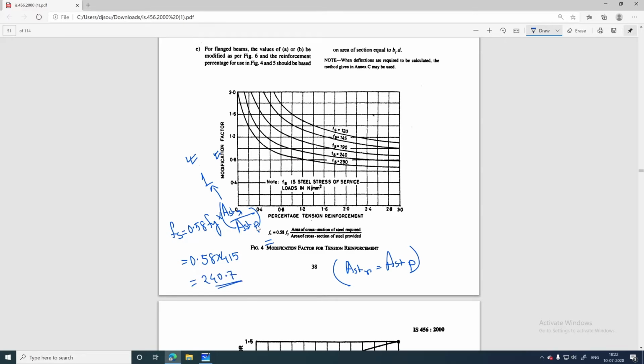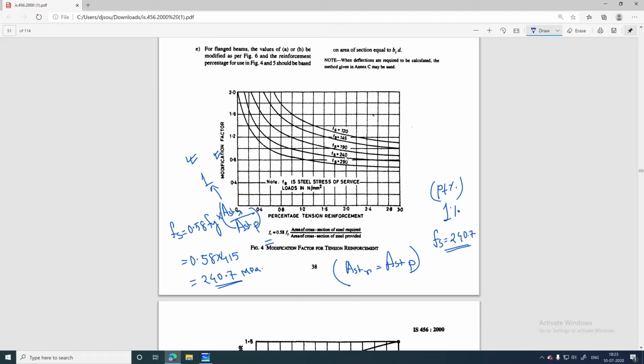240.7. So the unit is megapascal or Newton per millimeter square. This Fs is the stress of steel at service loads, in Newton per millimeter square. Now I consider the percentage of steel, how much? 1%. I also determine the value of Fs.